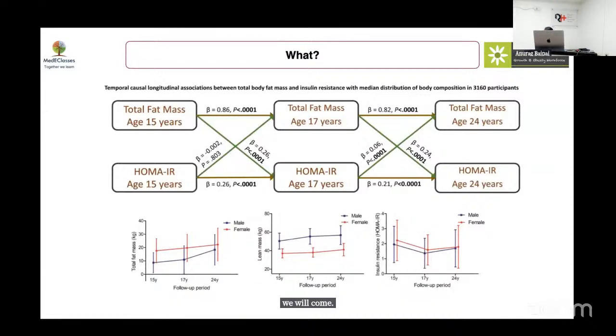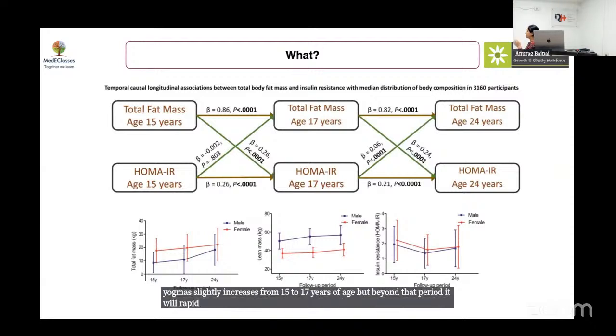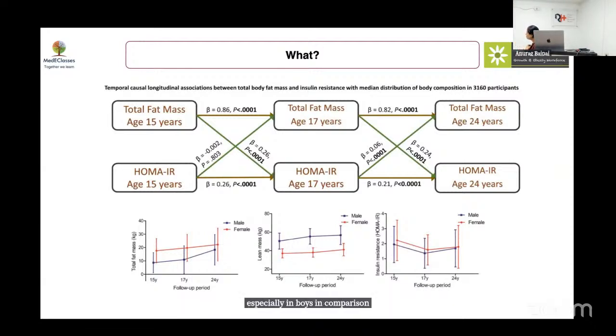So what they found out was that the total fat mass, I'll first start off with the graphs here. So what it shows is that your fat mass slightly increases from 15 to 17 years of age, but beyond that period, it will rapidly rise, especially in boys in comparison to the girls. The lean mass was again a fairly slow progression that was seen in the study cohort, and because of your rapid increase in fat mass from 17 to 24 years, you can again see that your insulin resistance, which had dipped at 17 years, went up again.